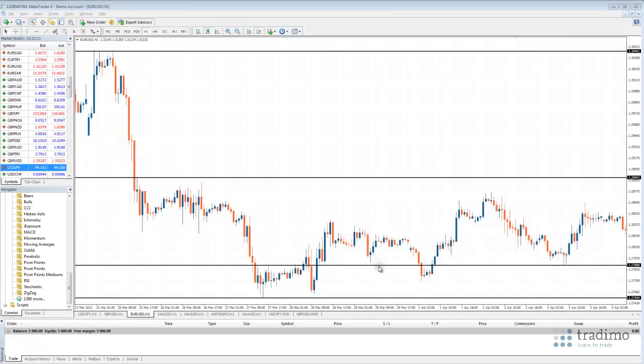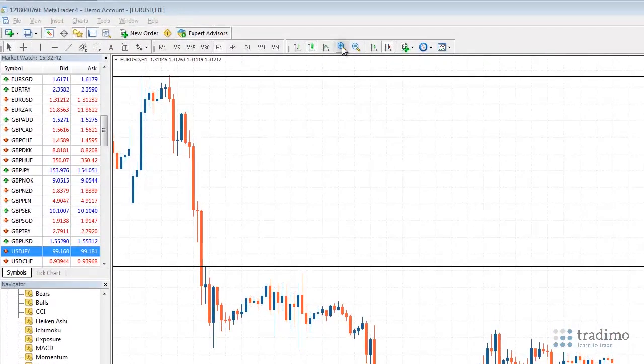Once you have marked your support levels and your resistance levels on your price chart, it's time to start looking for trading opportunities. However, before you do that, it is sometimes a good idea to zoom in on your chart so that you can have a better view of how price reacts around your support and resistance levels. To do this, just click on the magnifying glass icon at the top of your MetaTrader.